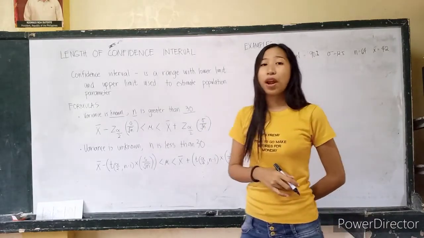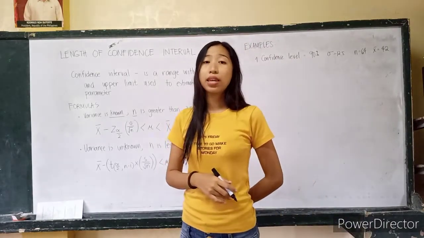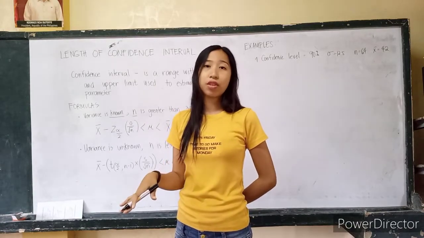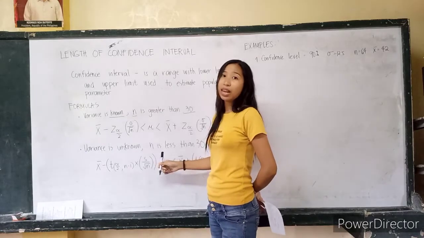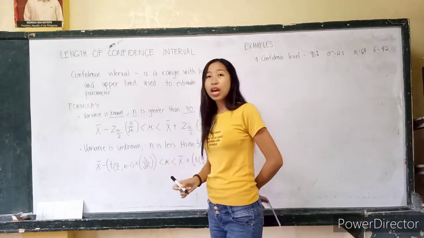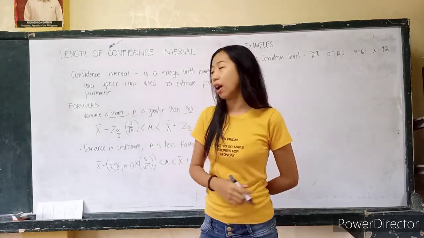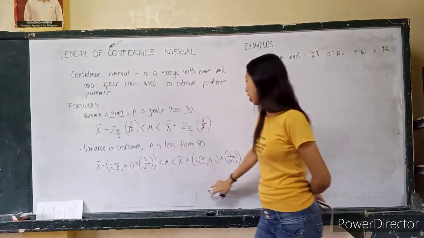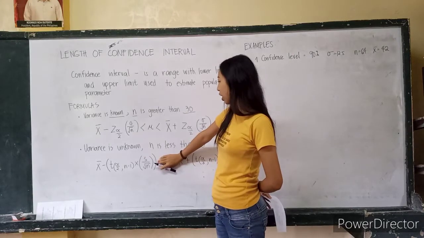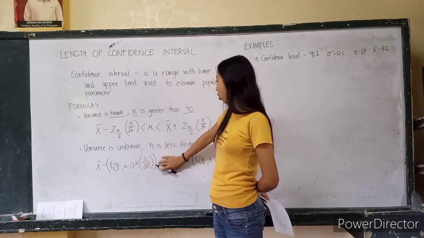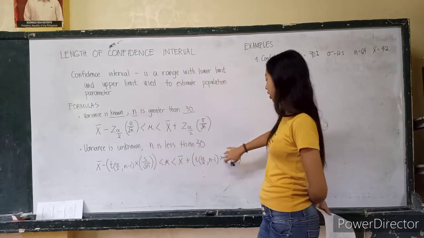Now, what if your variance is unknown? Meaning, no variance is given or you do not know the value of your variance. And what if your sample size is less than 30? Which formula will we use? This is the formula we will use. Again, this is quite long. But if you look at it, it is almost the same as the one on the other side.